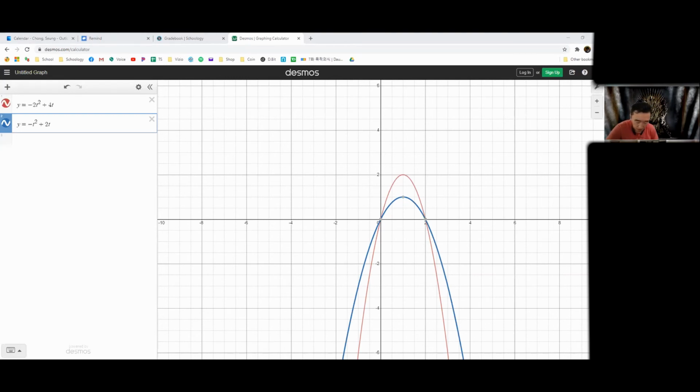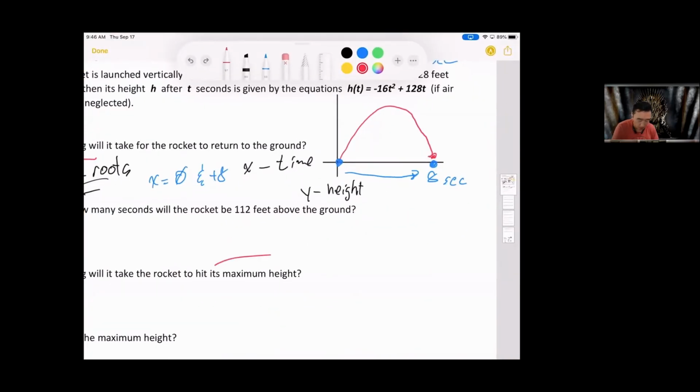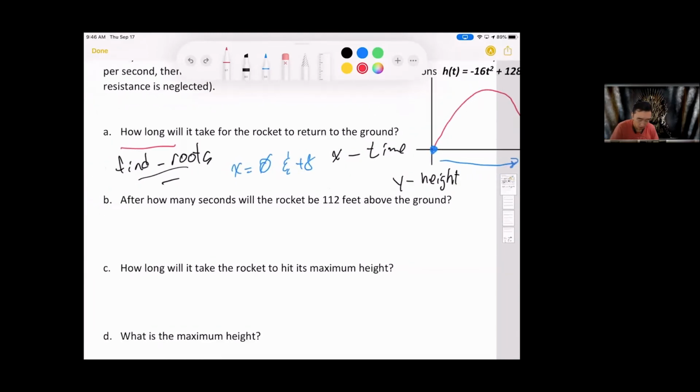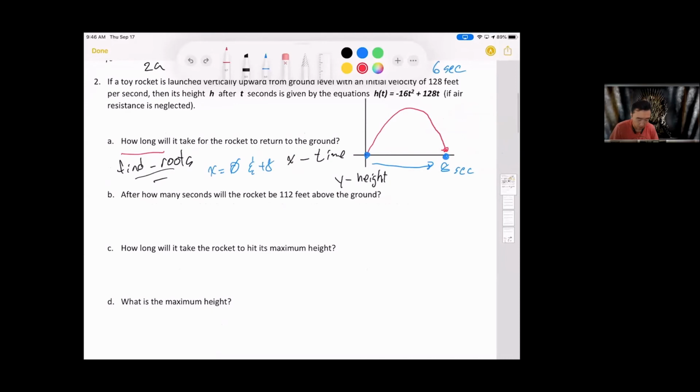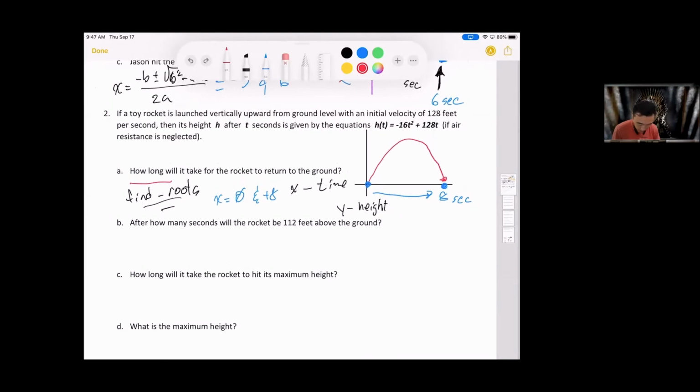All right, so here we go. All right, so we found the time. Okay, good. How many seconds will the rocket be at 112 feet above the ground? You started making a video about this? Yes, I'm still recording.